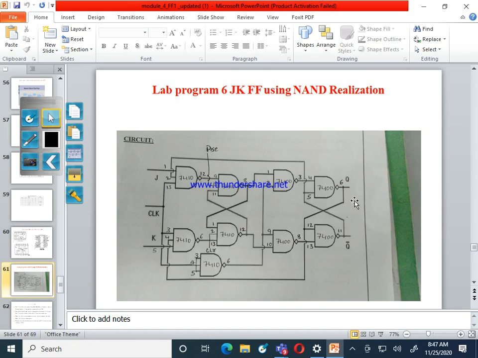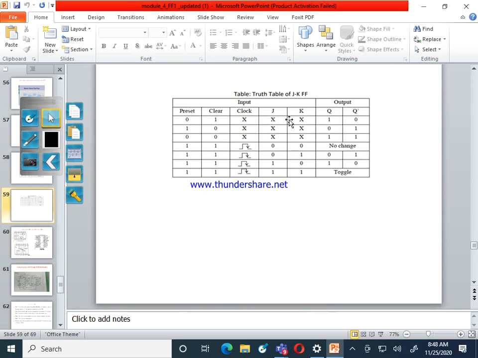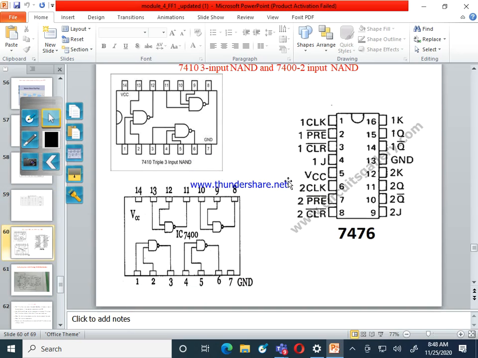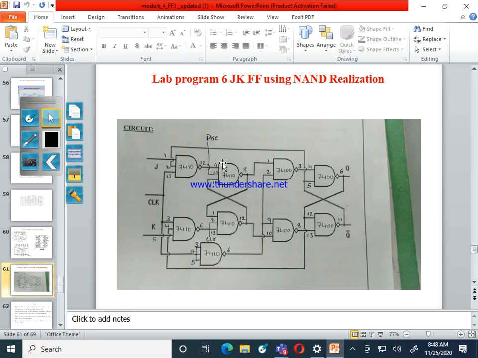This is your latch to get the output. This is Q and this is your Q bar. Q and Q bar will be connected to the output port, to verify your truth table. You have to verify this truth table. Okay, according to that you have to check. This week in the lab you have to do this NAND gate realization.